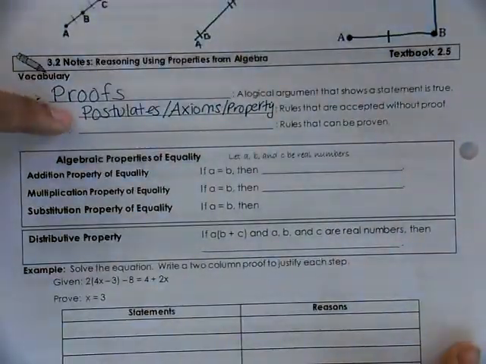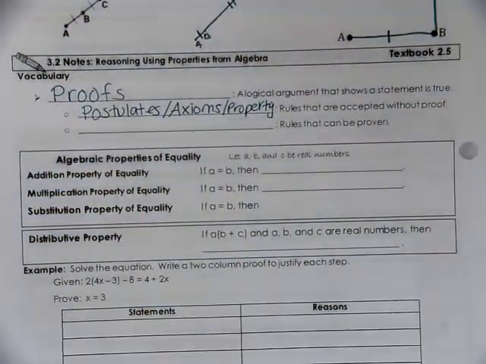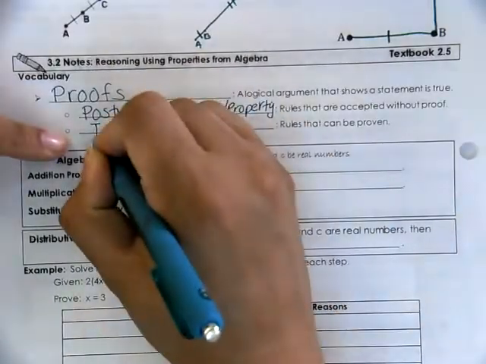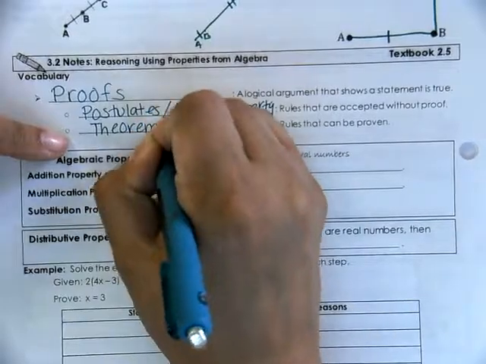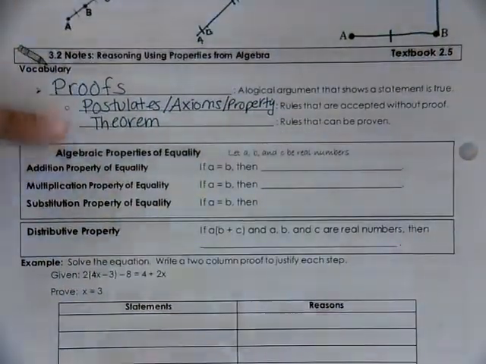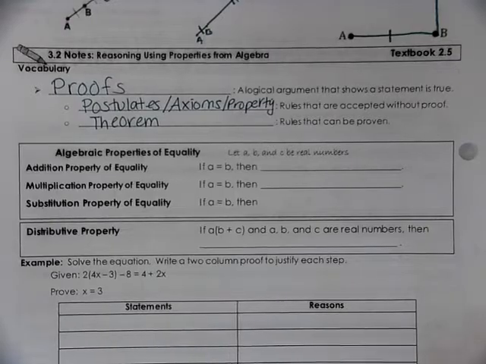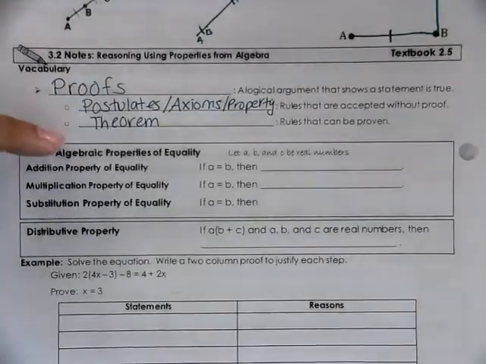Definitions we don't really add because it's just kind of telling us a formal definition of something. But rules that do need to be proven or that can be proven, those are called theorems. So anytime we come up with a theorem in this class, we could try to prove it. And not necessarily, we don't have to do every single one, but we could if we needed to.